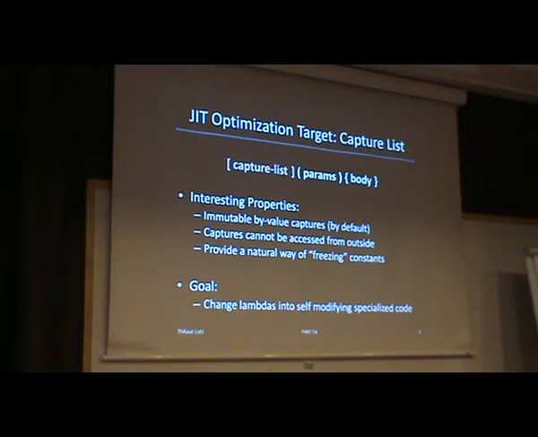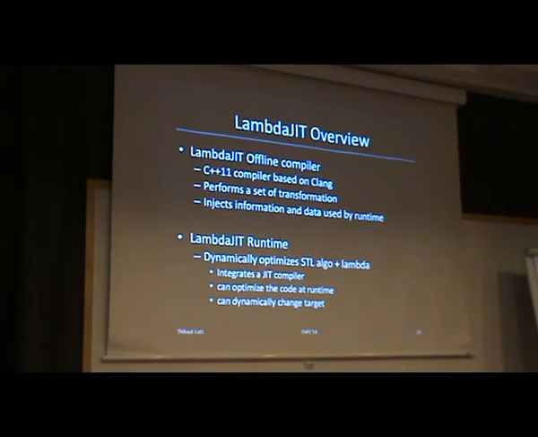So the goal here is to change all the Lambda functions in a C++ program into snippets of self-modifying code, to be able to optimize themselves with the runtime values. The way we did that is by developing LambdaJIT. LambdaJIT has two parts. There is an offline compiler based on Clang, the C++11 compiler, and it performs a set of extra transformations that a normal compiler doesn't do. In particular, it injects more data into the binary, which are the output of some static analysis and some internal representation that we'll see in a minute.